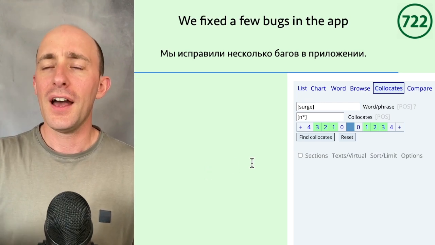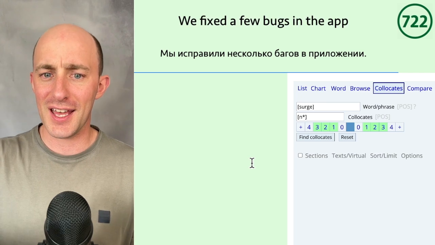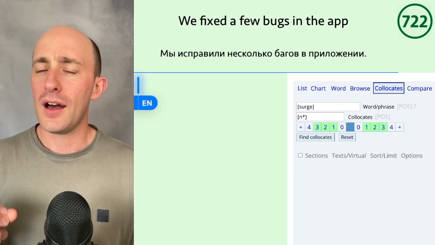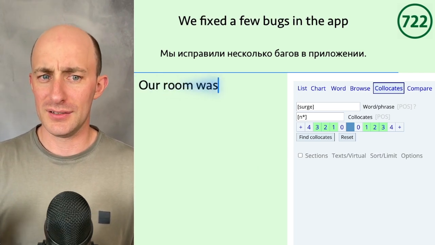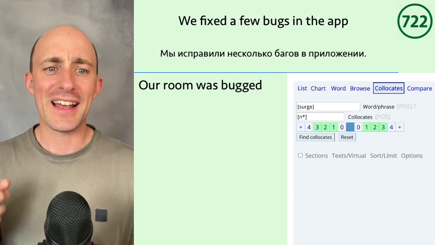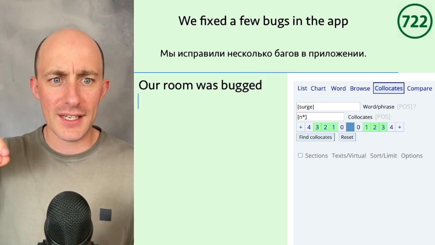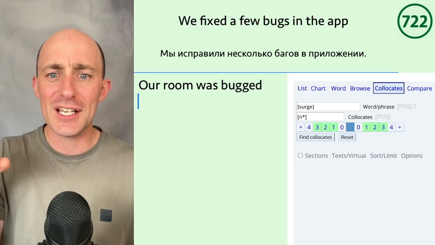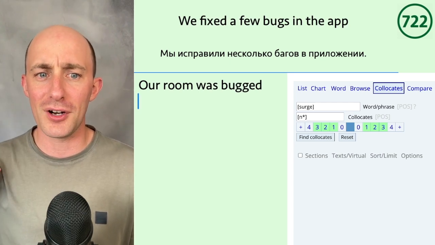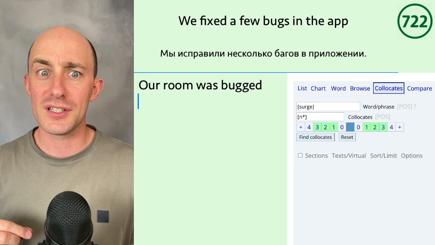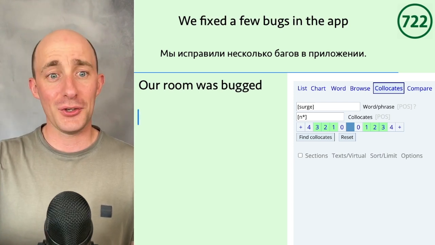Bugs. Actually, bugged. You can also say, our room was bugged. That's something a bit different. If my room was bugged, it means that people were listening to me. They had a secret microphone or a secret camera in the room. Our room was bugged.